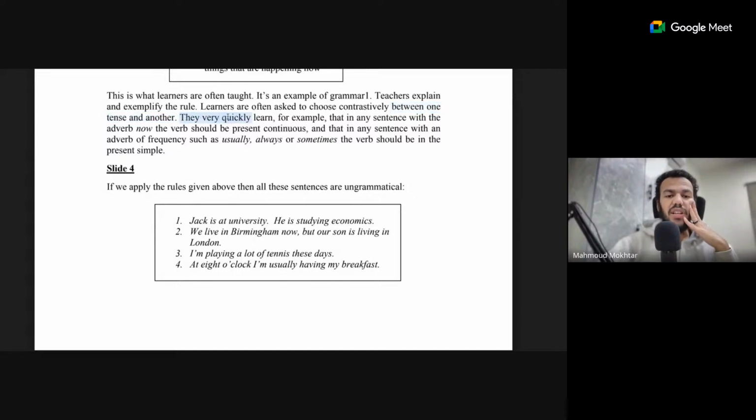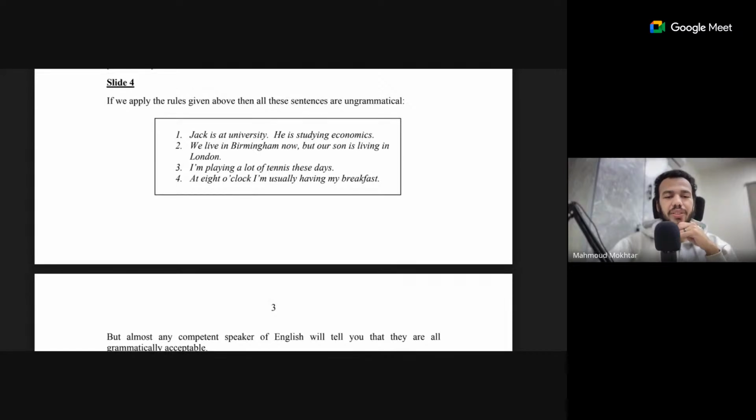They very quickly learn, for example, that in any sentence with the adverb now, the verb should be present continuous. True. And that in any sentence with an adverb of frequency such as usually, always, sometimes, the verb should be in simple present. Yes, that's what happens. If we apply this rule given above, then all these sentences are ungrammatical.